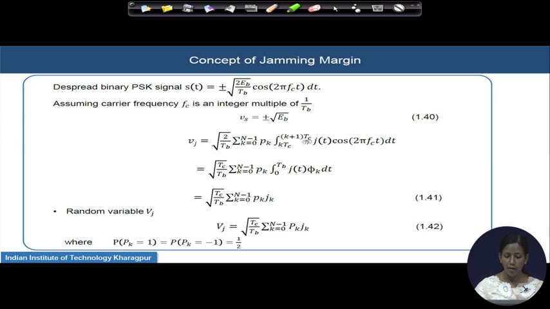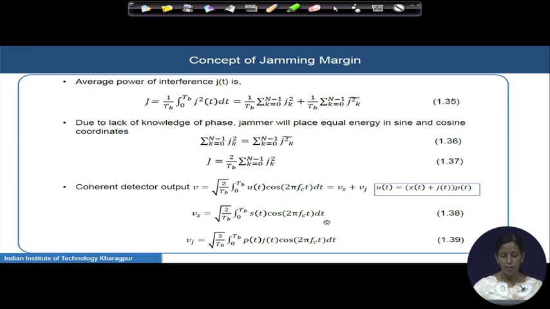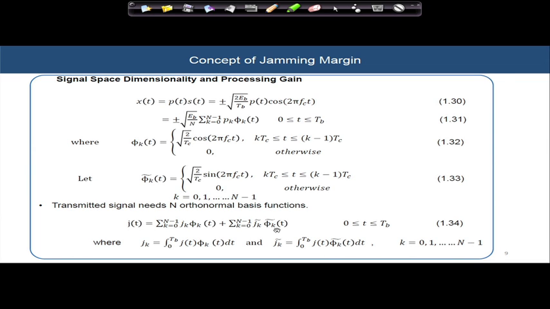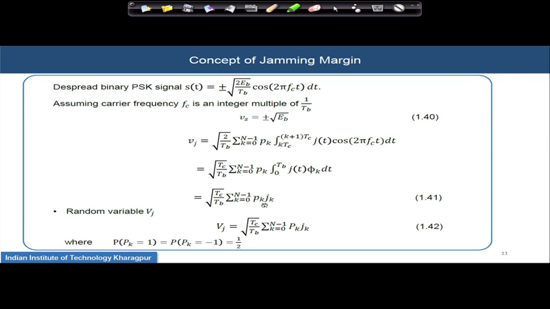Now, if I utilize the integration of j(t) and j_k, substituting from the previous equation, I will finally end up here with the square root of E_c by T_b. Please try to do this derivation on your own and check whether you can arrive here. Substitute the value of j(t) and j_k from the equations here. This is the value of j_k and this is the value of j(t); substitute here and you will come down here.